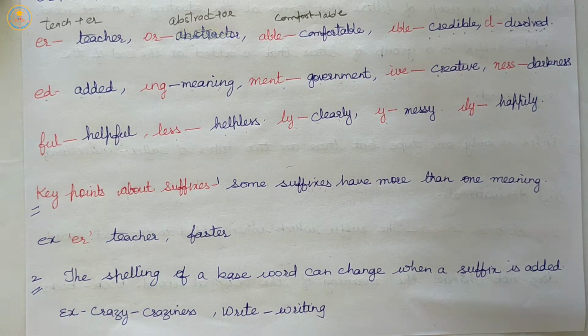Second is the spelling of a base. The spelling of a base word or root word can change when a suffix is added. Example, crazy, craziness, write, writing. So here, most of the words ending with Y, when we add the suffix ness to the word crazy to make craziness, we get a new form or a new word. Similarly, when we add ing after write, we will get a new word, or the base word is changed with another simple meaning.